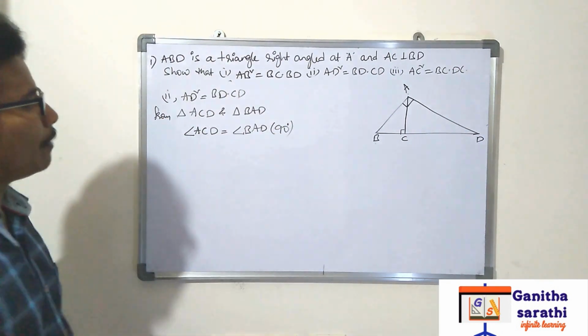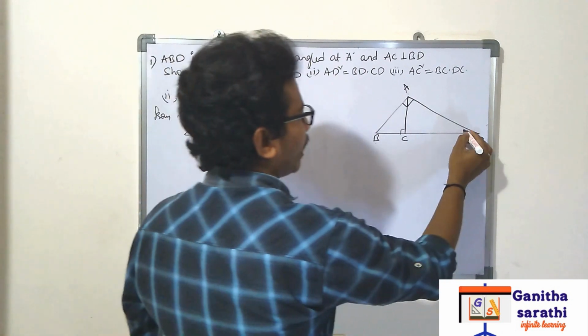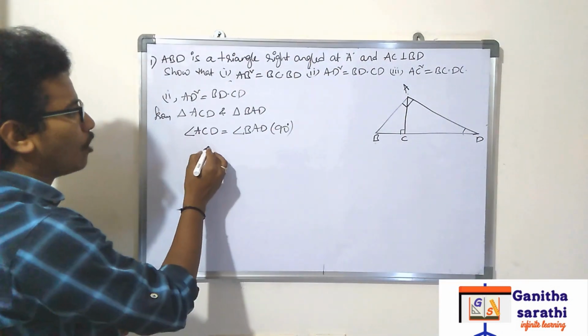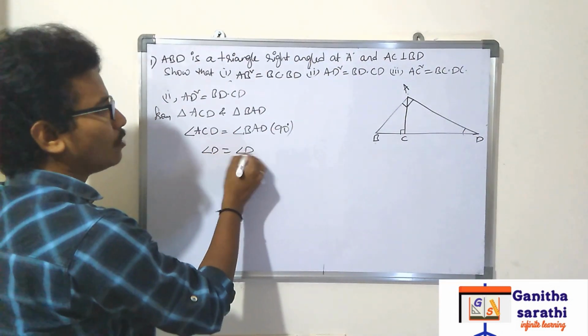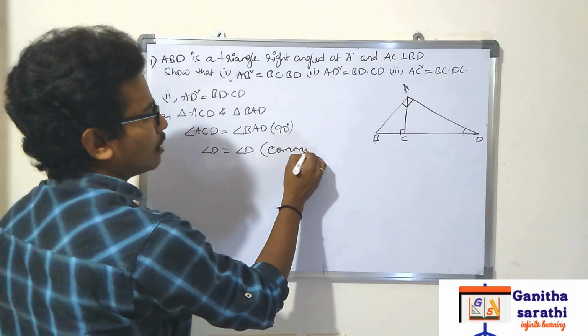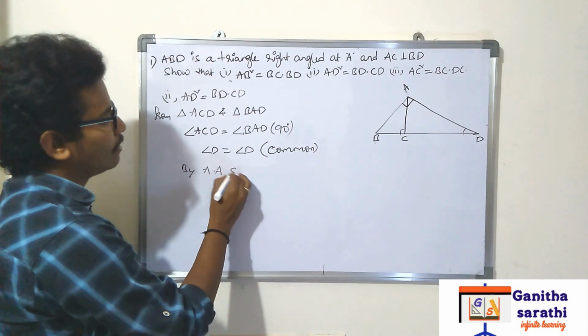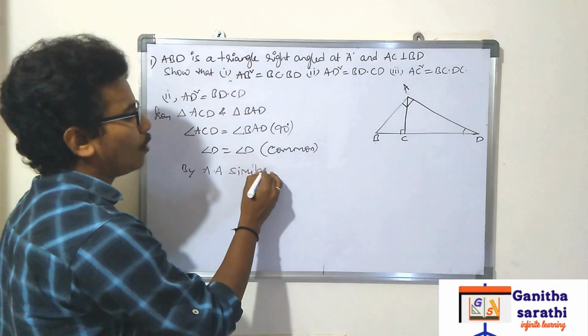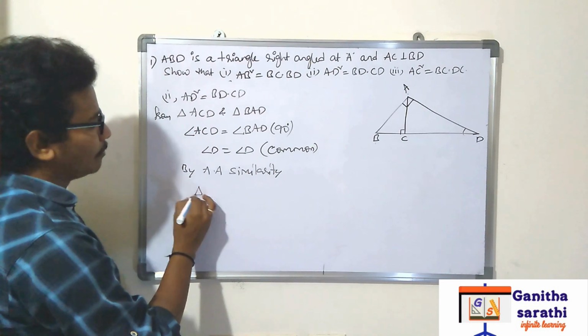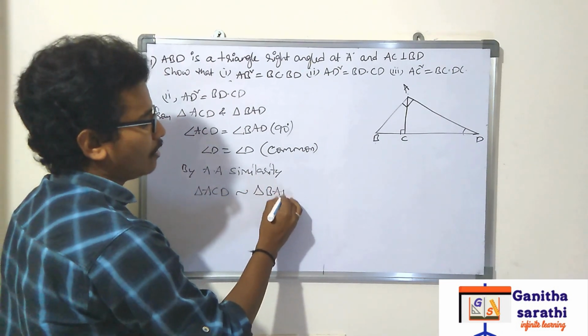And what is the common angle in both the triangles? D can be taken as a common angle, right? Angle D is equal to angle D. This is a common angle. Now, by which similarity? By angle similarity. Two triangles are similar. That is, triangle ACD is similar to triangle BAD.